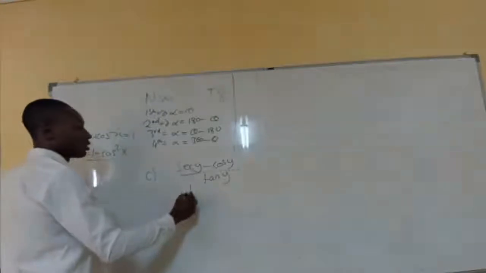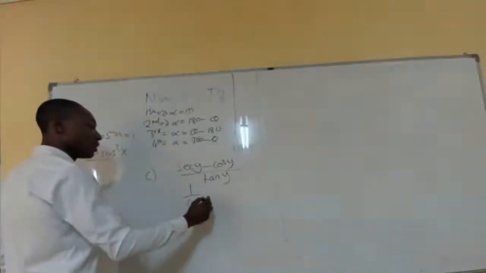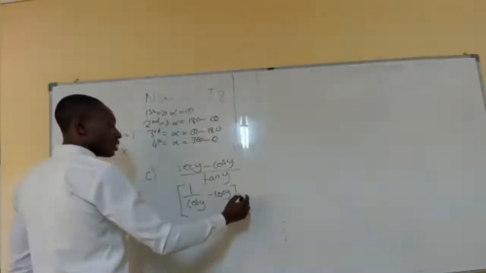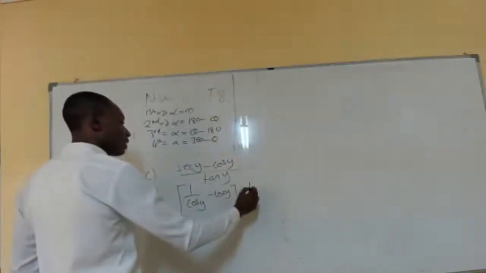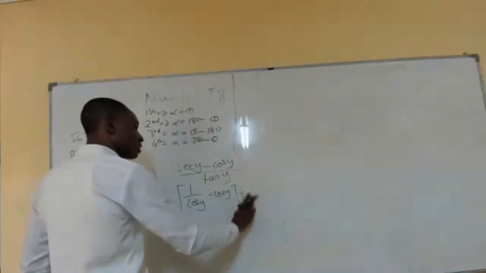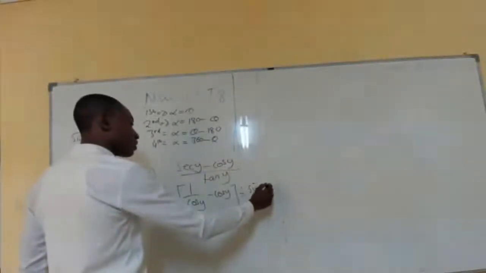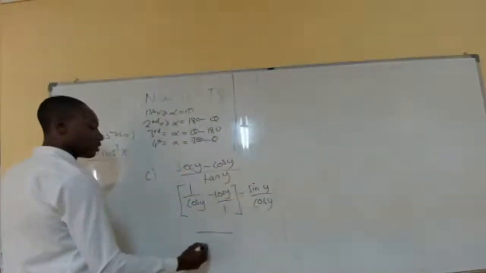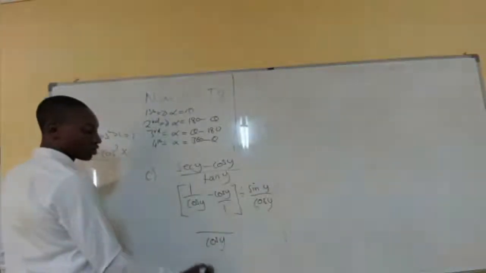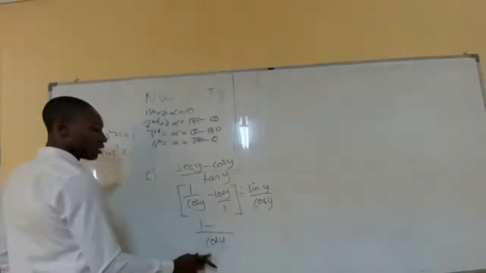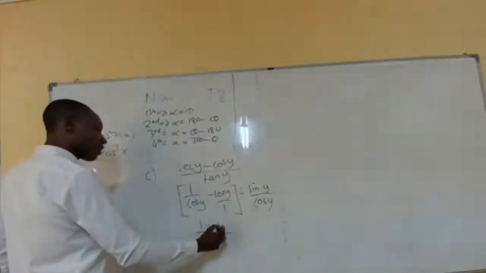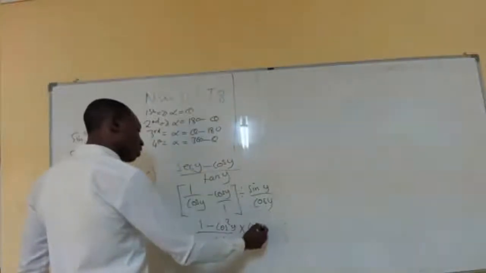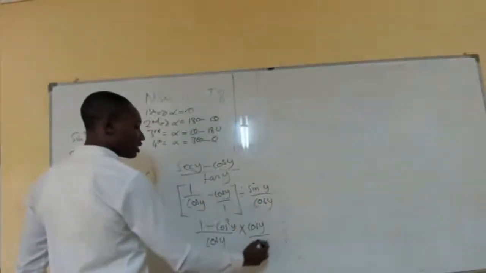Sec is 1 over cos, minus cos y, then divided by, so let's say, sine over cos. Common denominator here is cos y. 1 minus, this is going to be cos squared y, multiplied by cos y. Remember, division changes to multiplication.